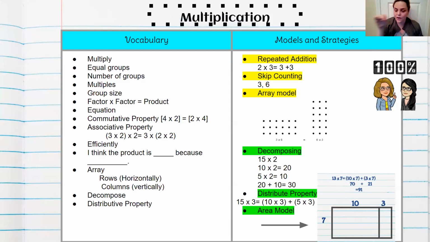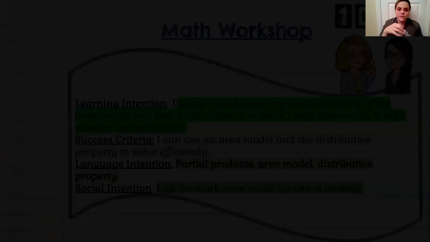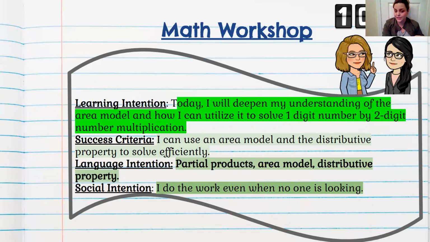Array, rows, right? Horizontal. Columns are vertical. Decompose, distributive property. And at the beginning of the year, we use our strategies such as repeated addition, skip counting, array model. And now again, remember, we're working towards even more efficient models and strategies. So decomposing and distributive property, we said, are basically the same, except that distributive property has that juicier word, right? It's juicier. And then area model.